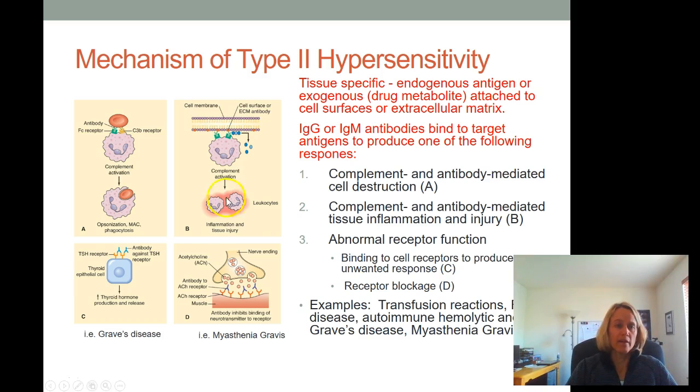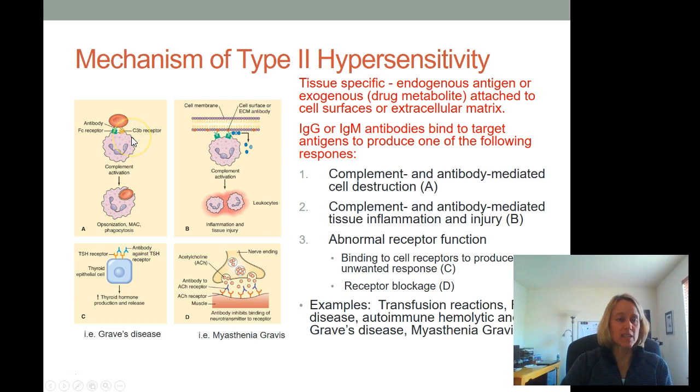Okay, let's talk about a type 2 hypersensitivity. These are also called tissue specific. They involve either endogenous antigens or exogenous antigens, such as drug metabolites that get attached to cell surfaces or extracellular matrix. Here it involves IgG or IgM antibodies that bind to the target antigen and produce the response through one of three mechanisms. The first one is complement and antibody-mediated cell destruction.